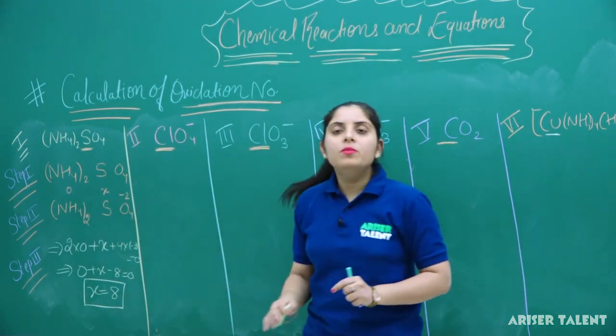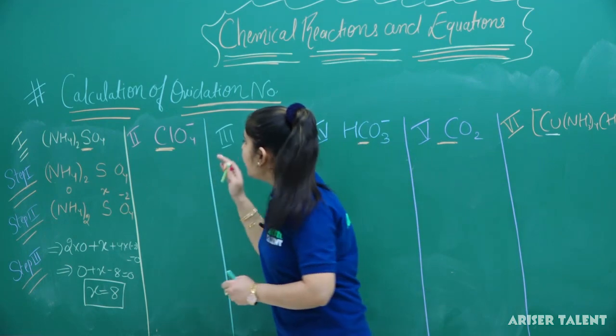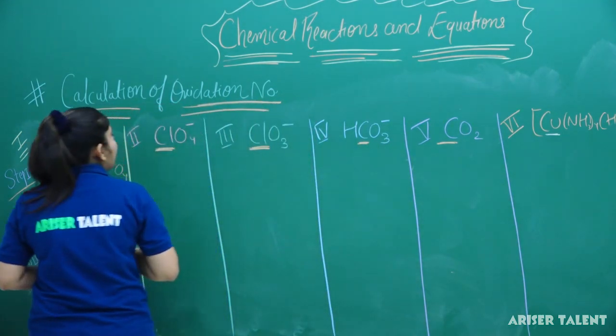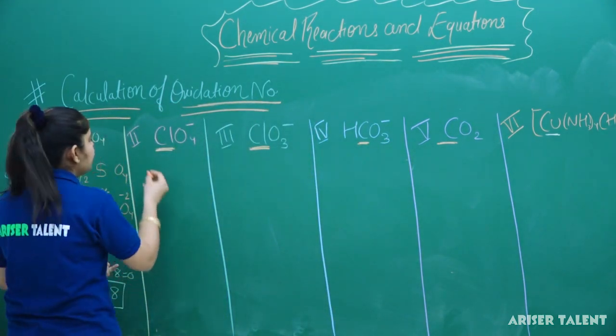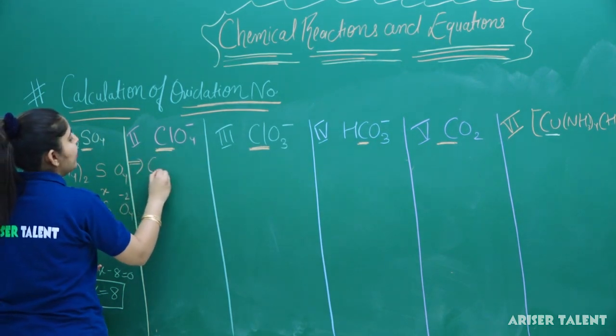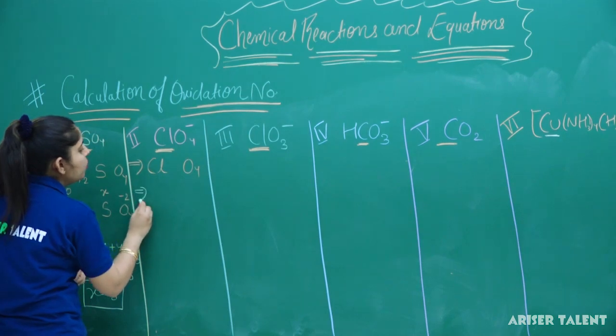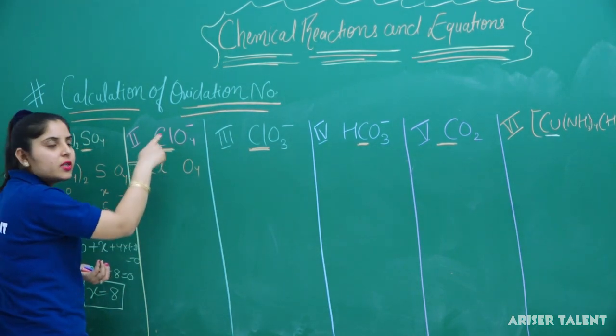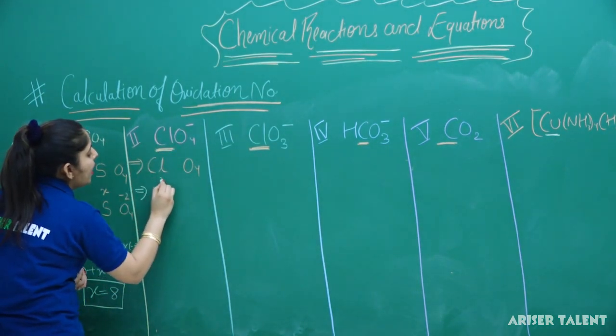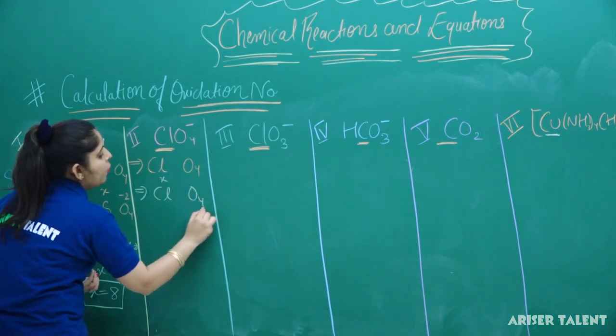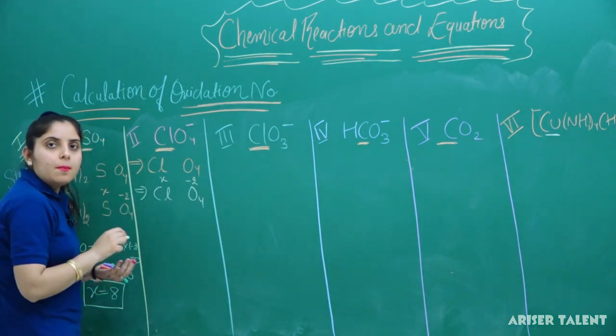Now, I hope this must be clear to you, and I am proceeding to my next element. Then I am following the similar steps over here. We will write chlorine here, O4 here. Now what we will do? We have to calculate the oxidation state of chlorine. So above chlorine I am writing X, and for oxygen we have the oxidation state of -2.